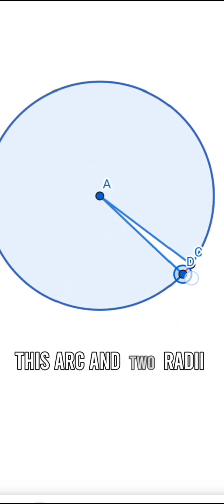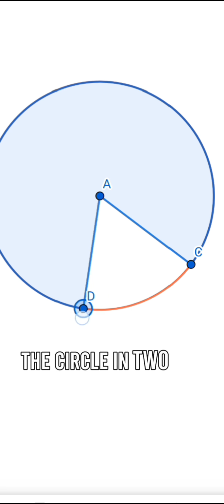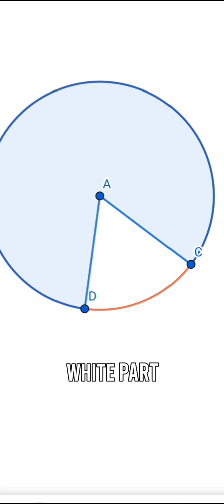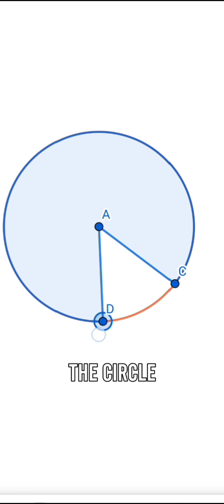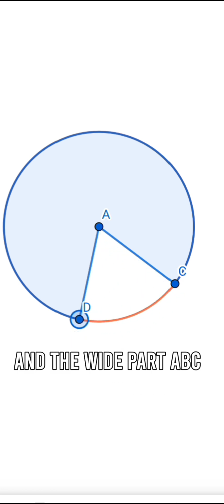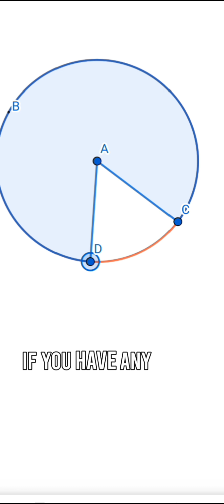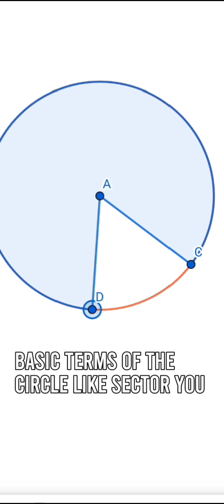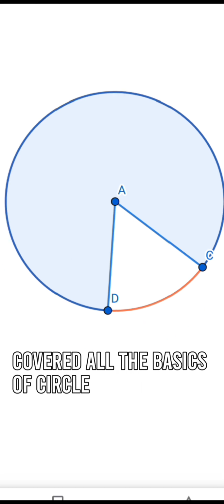This arc and two radii AD and AC are dividing the circle in two sectors, which I have shown through the shaded part and the white part. The shaded part is called the major sector of the circle and the white part ADC is the minor sector of the circle. If you have any confusion about the basic terms of the circle like sector, you can go through my video in which I have covered all the basics of circle.